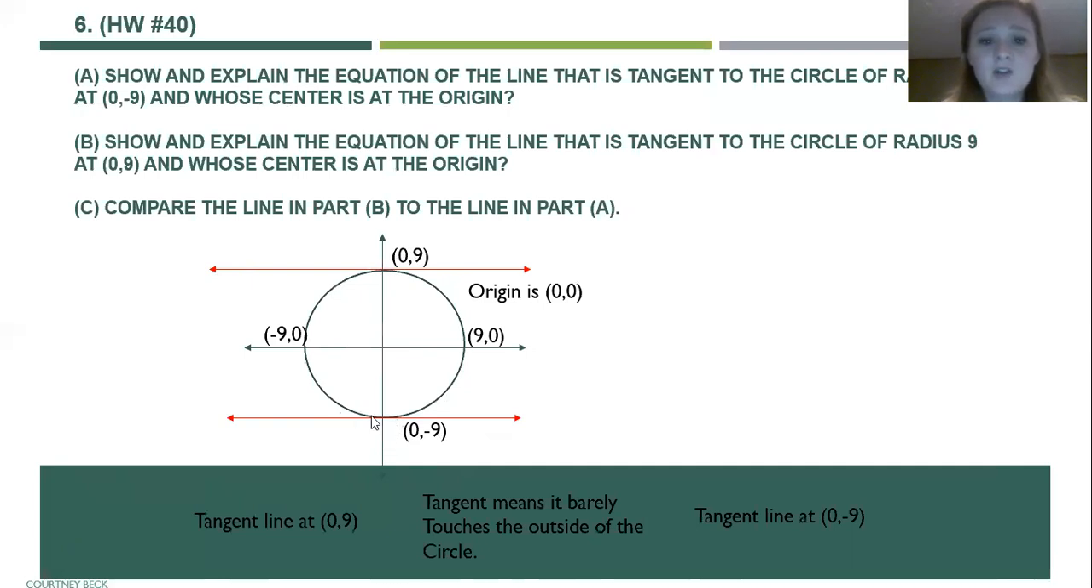And a tangent means it's barely touching the outside of the circle. So I'll put this tangent at (0, -9). And for B, the tangent is at (0, 9). And I compared the two lines because this one's at -9 and this one's at 9. So this is 9 up from the origin.